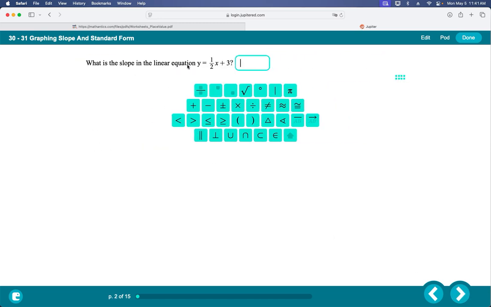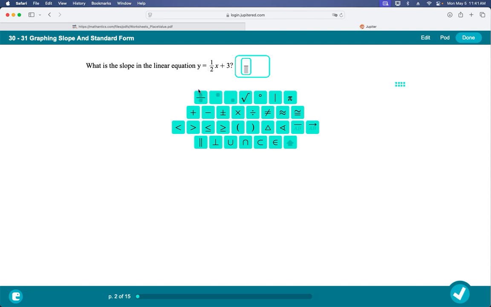What is the slope in this equation? The number in front of x, which is a fraction, 1/2. So that's it. It's that easy. Whenever it asks for slope, you just look here and find the number in front of the x.